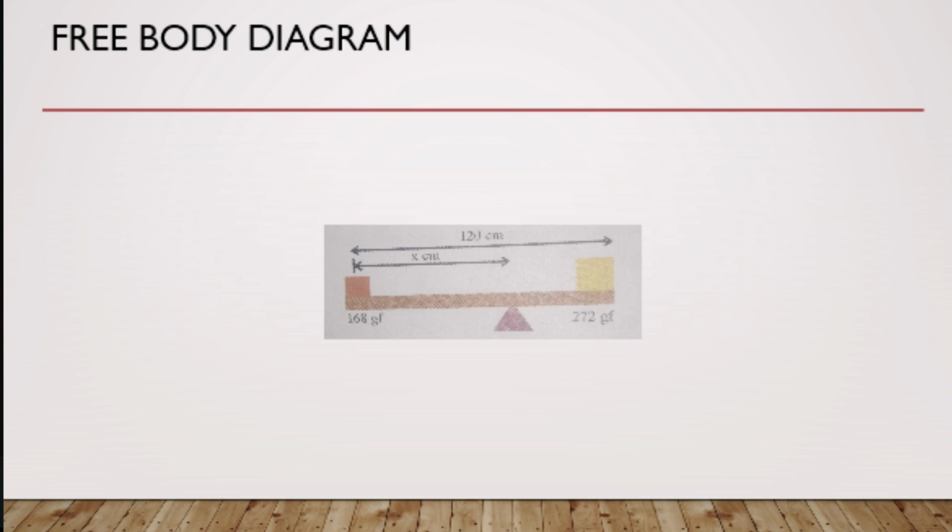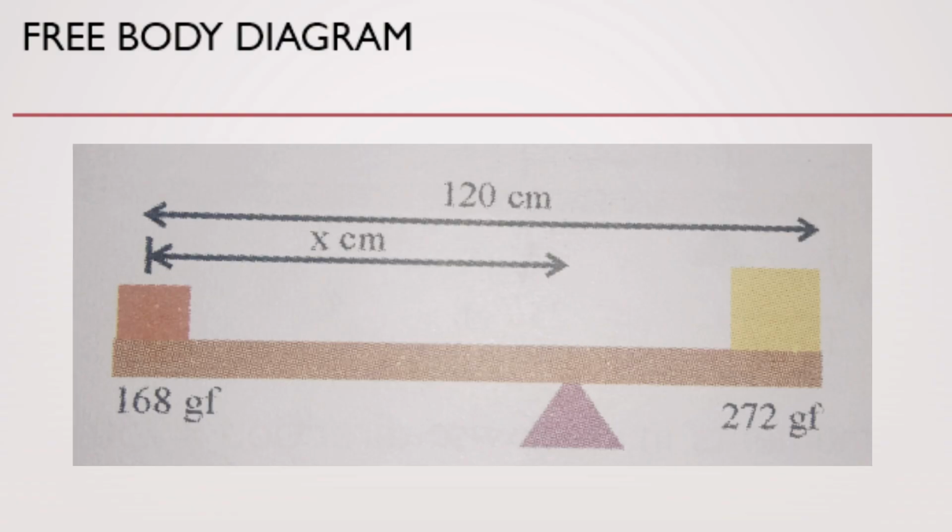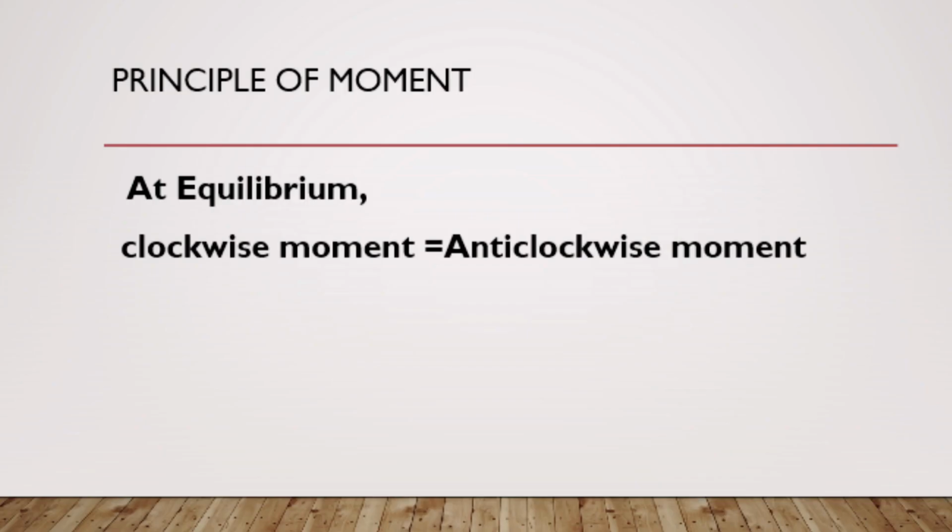So here the force is given in terms of weight. It is given as 168 gram force, and that should be at a distance, we are considering it as x, from the fulcrum, and on the other side the total distance of the beam is 120. So the distance between these both will be 120 minus x. That will be the perpendicular distance from the fulcrum to the weight, that is 272 gram force. Here also we are using the principle of moment, and first we will find out the clockwise moment and also the anti-clockwise moment.